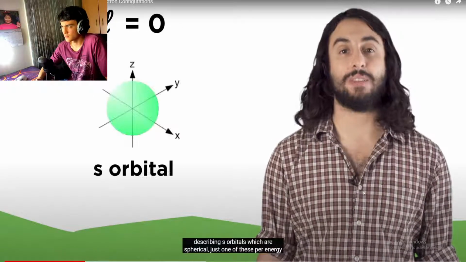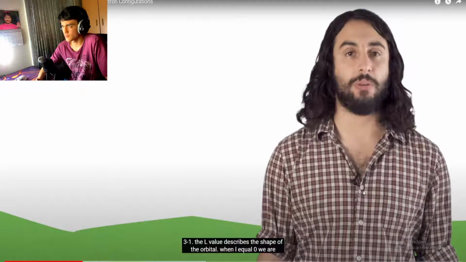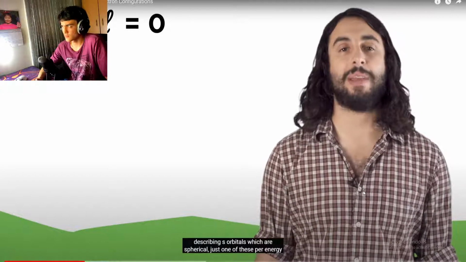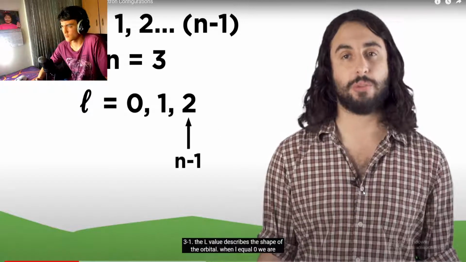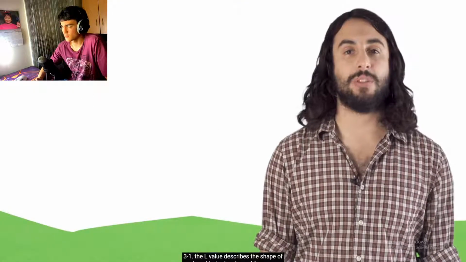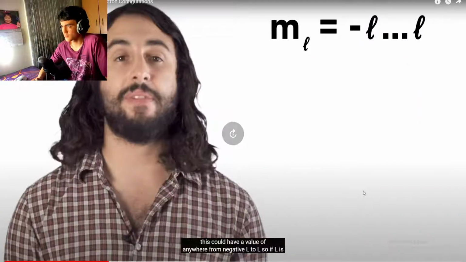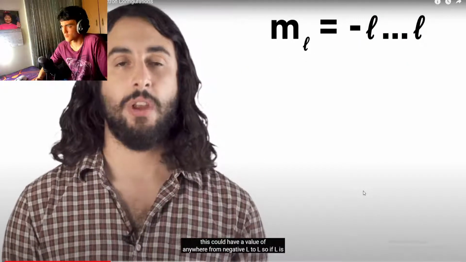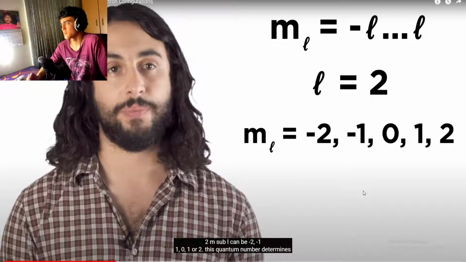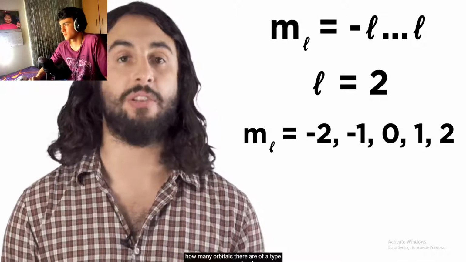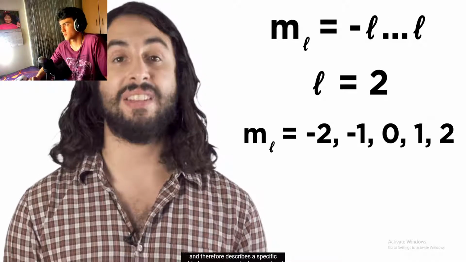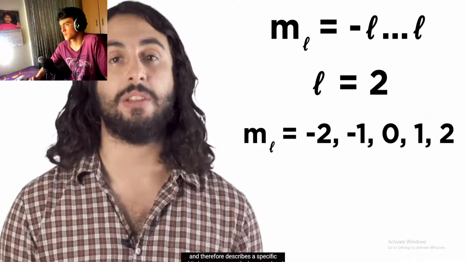When L equals 0, we are describing s orbitals, which are spherical. The L value describes the shape of the orbital, and m sub L can have a value of anywhere from negative L to L. This quantum number determines how many orbitals there are of a type per energy level, and therefore describes a specific orbital amongst a particular set.